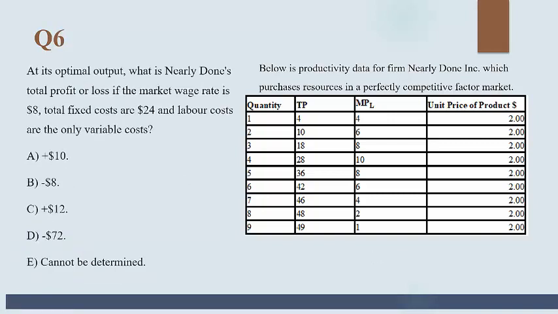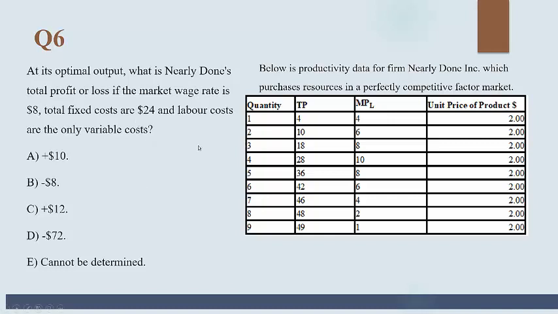Okay, now in this question, we're asked, what is Nearly Doan's total profit or loss if the market wage is $8? Total fixed costs are $24, and labor costs are the only variable cost. Okay, so hit pause and try and figure this out.